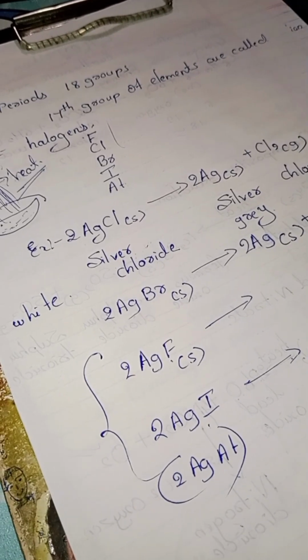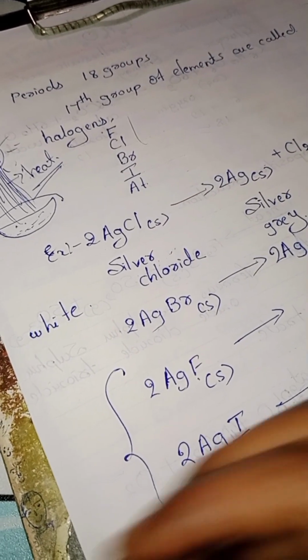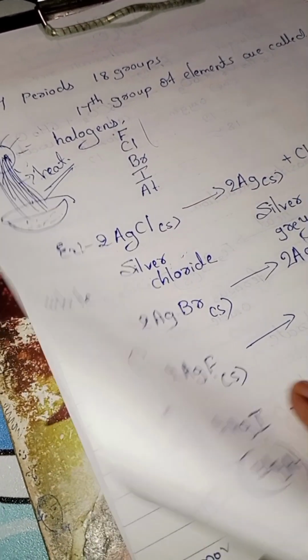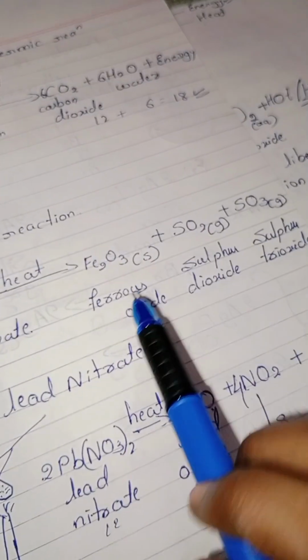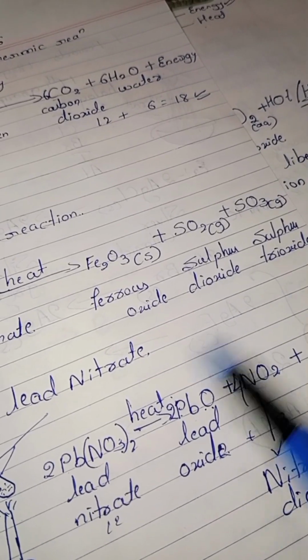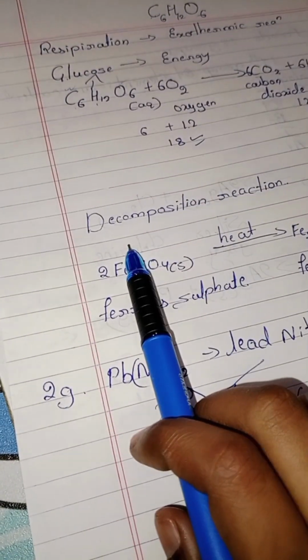I hope this decomposition reaction is clear. It's very easy. What is a decomposition reaction? A single reactant breaks down into two or more products. Such a reaction we call a decomposition reaction.